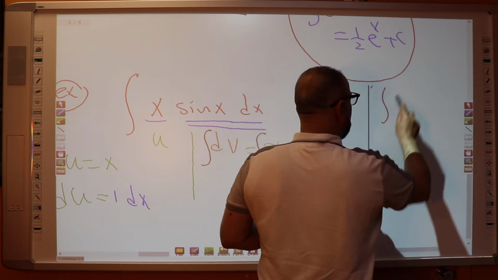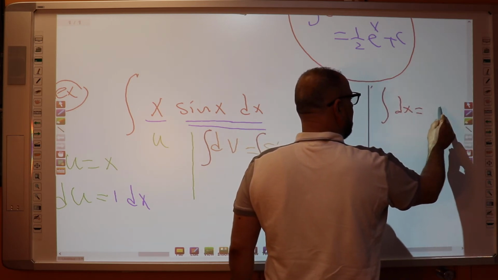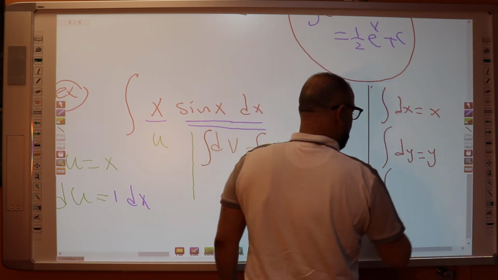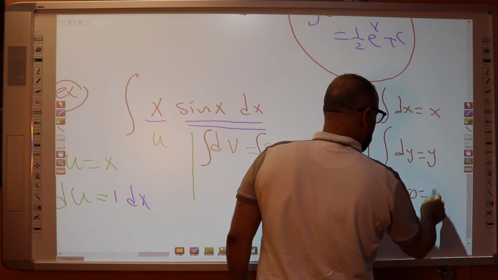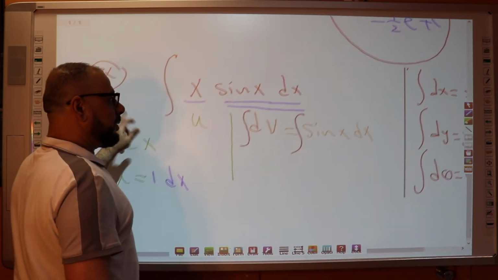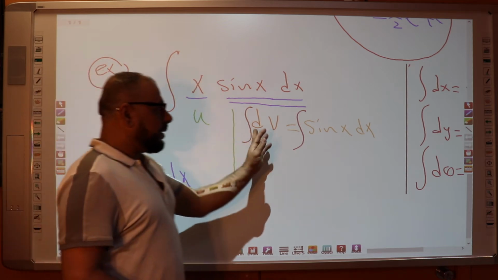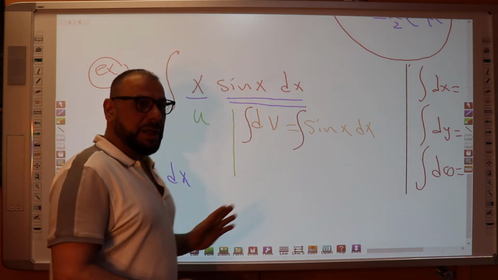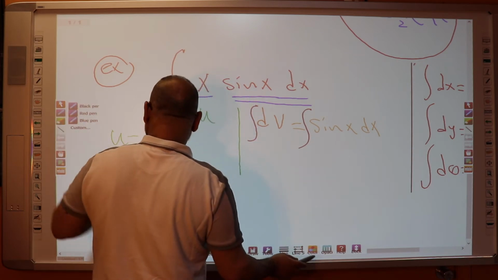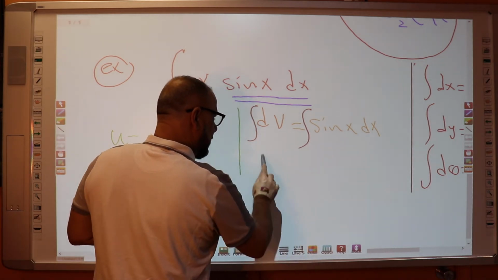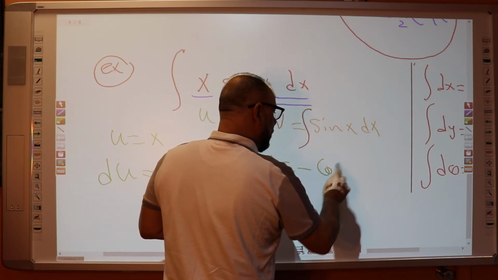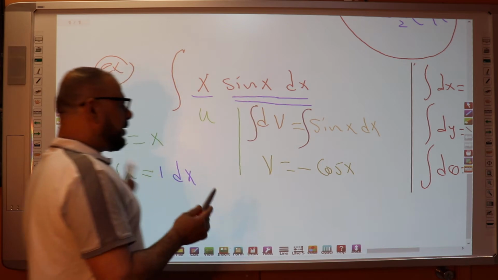Look, integration of dx equals what? x. Yes. Integration of dy equals y. Integration of d theta equals theta. Good job. Then integration of dv is v. Integration of sine is negative cosine x. Okay.